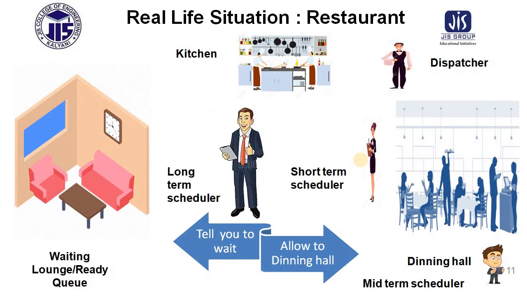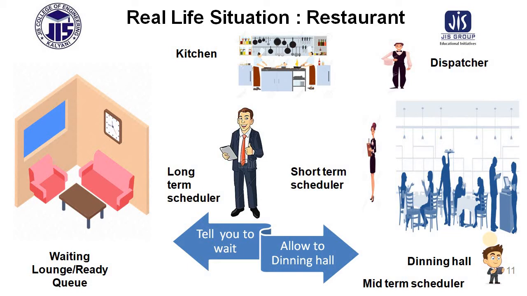So who is the midterm scheduler? Whenever you enter the restaurant, there is a person who will receive you. He is the long-term scheduler. His working style is quite slow. Next, the lady who comes from the dining hall is quite fast and smart enough to handle all the customers. She is the short-term scheduler. There is a person also standing in between the kitchen and the dining hall. They are the dispatcher. And the one who takes care of all the tantrums of the customer, he or she is the midterm scheduler.